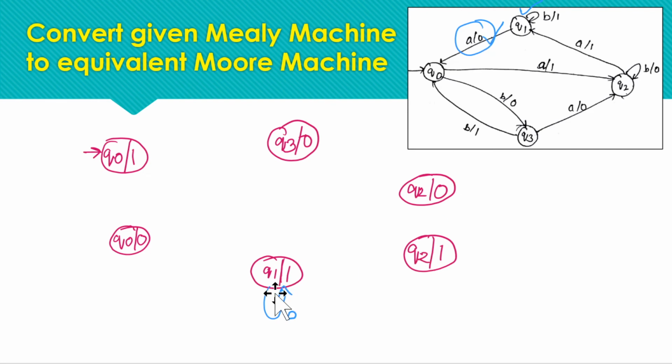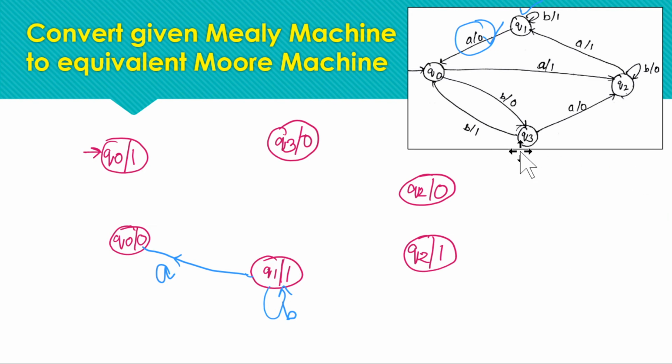So from Q1 we need to move to Q0, but which Q0? The Q0 that is generating output 0, because for input symbol A we need to generate the output 0. So from Q1 we need to move to Q0, but the Q0 that is with output 0. So here we are moving to this state for input symbol A for output 0, right? So Q1's transitions are complete.